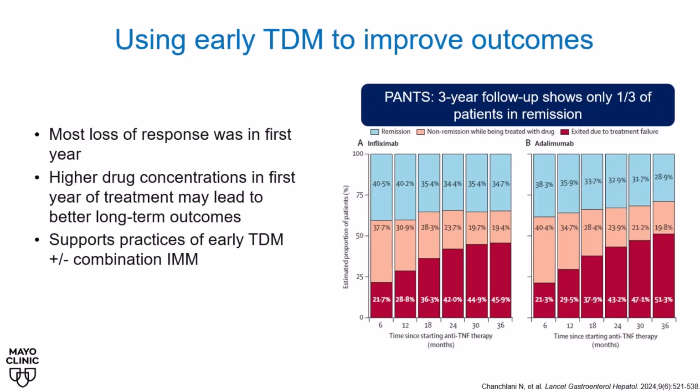So the PANTS consortium, the 3-year follow-up, shows that only a third of patients that are on an anti-TNF are in remission. And the highest loss of response was in the first year. Now, PANTS is not looking at what we're doing maybe in practice. It wasn't about dose optimization. It was looking at standard of care. But in those patients that did have measured drug concentrations, we knew that being able to measure that early showed us that early TDM plus or minus combination therapy was associated with better short-term, that 1 year, but also 3-year outcomes. But everyone else seems to be falling off if we weren't doing that.